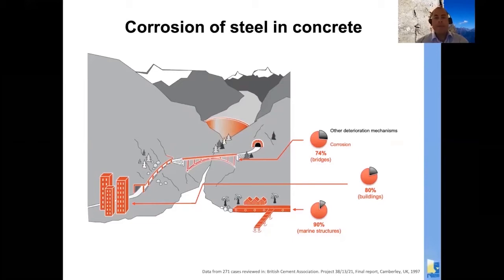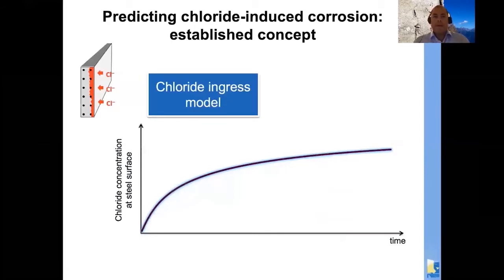Therefore, we need to be able to predict corrosion of steel in concrete in order to be sure that we can design durable structures and that we can predict when maintenance in existing structures would be timely. The established concept to predict chloride-induced corrosion in concrete is the following one. On the one hand, there is a chloride ingress model that permits to describe how chloride concentrations at the steel surface increase over time. So it is essentially a transport model to describe the chloride ingress into concrete.